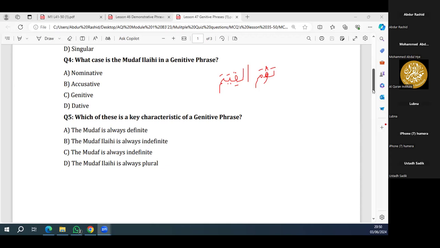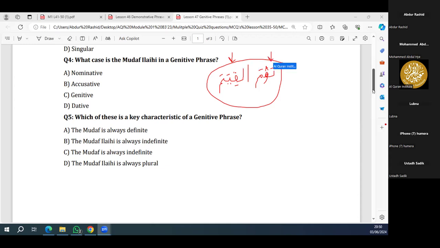Let me explain one point and it will be very helpful and you will clear all the confusion. I have given you an example. Can you see my writing? Yeah. We said mudaf ilayhi will always be definite without any exception. Okay, number one. Number two, about mudaf, this discussion is advanced. This is owner and this is what he owns, correct?